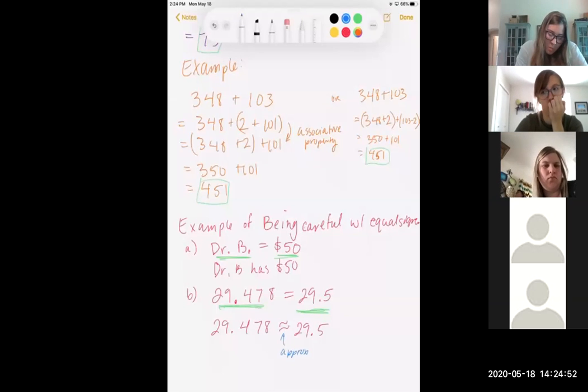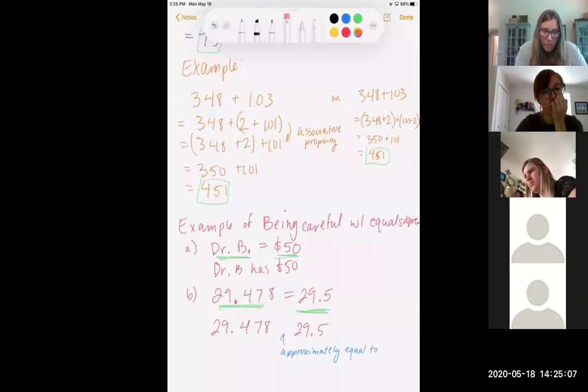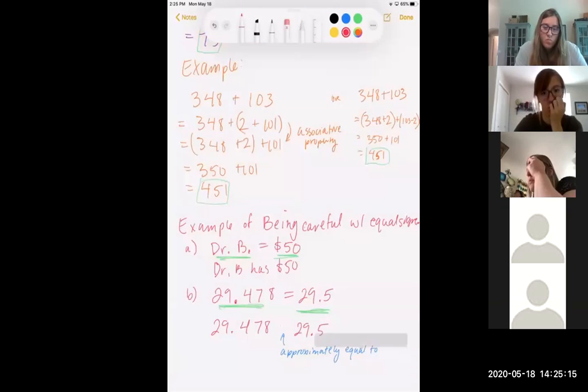Wait, I've never seen the squiggly equal sign. What does it mean? Approximately equal to. Okay. That's why we're going over this, because they'll use this in the book, I think. Okay, it's a squiggly equal sign. Let me try and draw it better here. It's just wavy lines instead of straight lines. So you'll see that in homework.